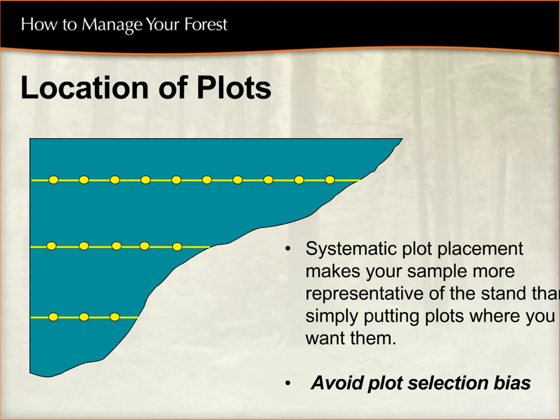Now, the best way to do this is through a systematic process, so on some sort of a grid. This should give us a more representative sample of what's actually out on the ground compared to just going out in the unit and laying out plots wherever you feel like. If you just put plots wherever looks like a good spot for a plot, you might inadvertently or subconsciously put plots where trees are bigger, where they're more open, or even where there's less brush. The key thing when sampling a management unit is to avoid plot selection bias.